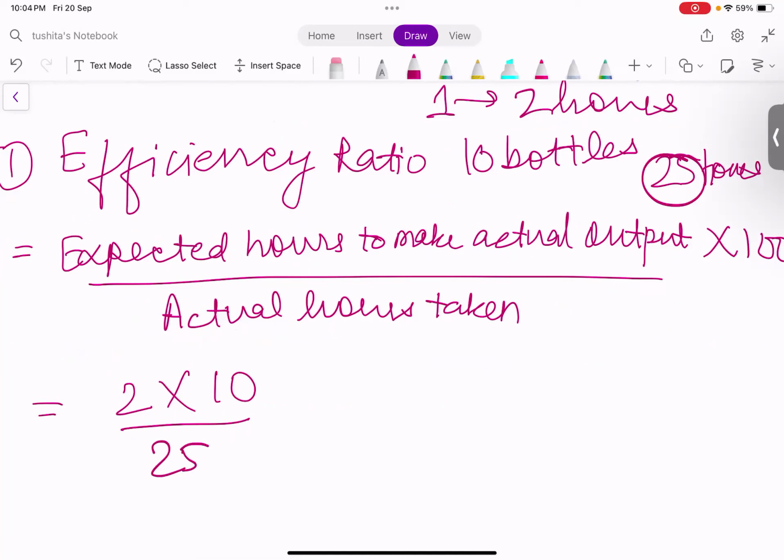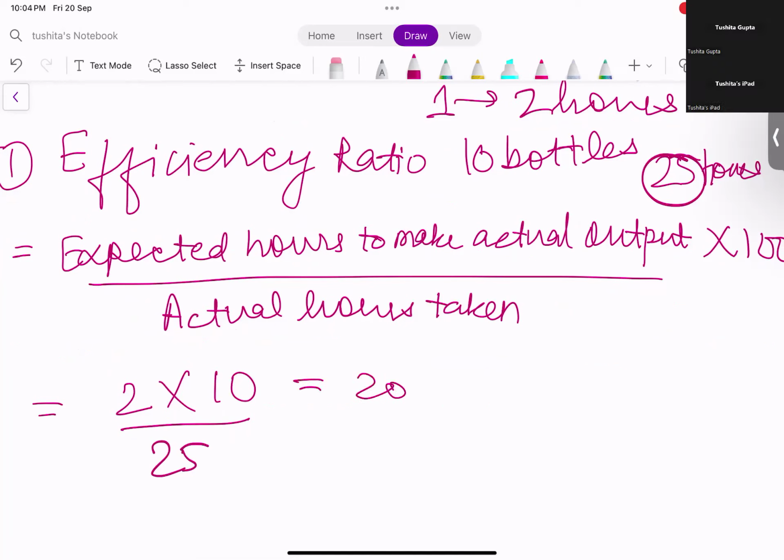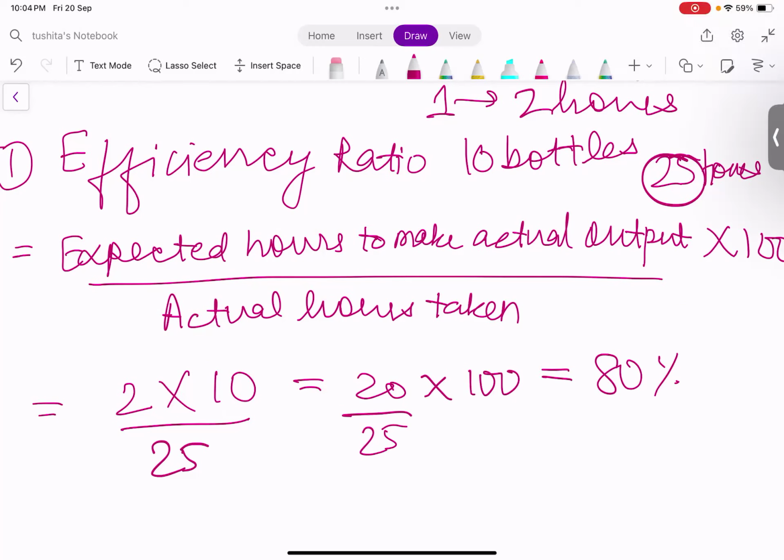So my answer becomes 20 divided by 25. Now 20 divided by 25, multiplied by 100, gives you 80% as my efficiency ratio. That means I have an efficiency ratio of 80%. If 100% is the best work, I am working at an efficiency of 80%.